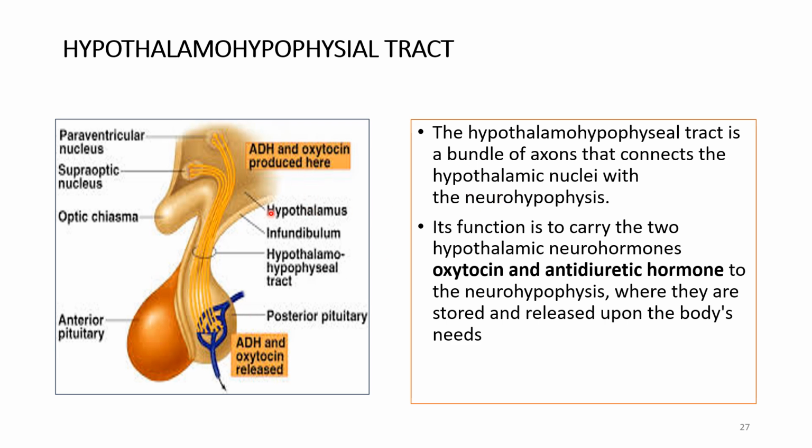We have already discussed this. The hypothalamo-hypophyseal tract is a bundle of axons which connects the hypothalamic nuclei, that is the supraoptic and paraventricular nuclei, to the posterior pituitary. So, ADH, that is vasopressin or antidiuretic hormone, and oxytocin are released into the circulation through this. Here they are stored and released when they are needed.